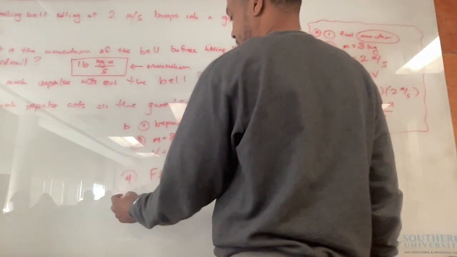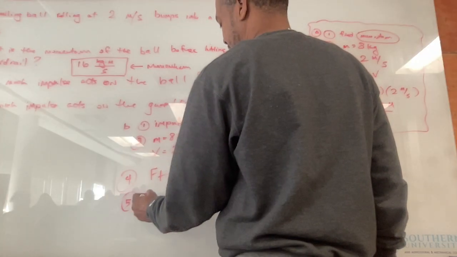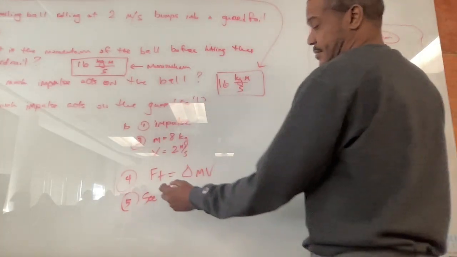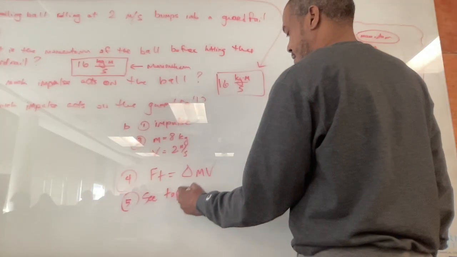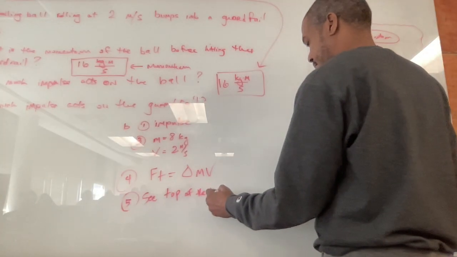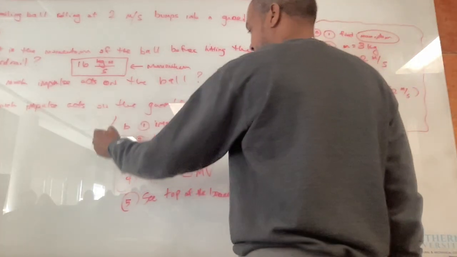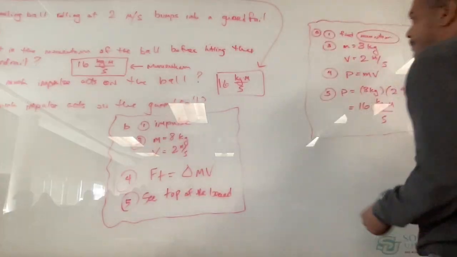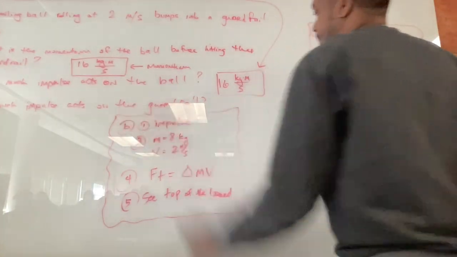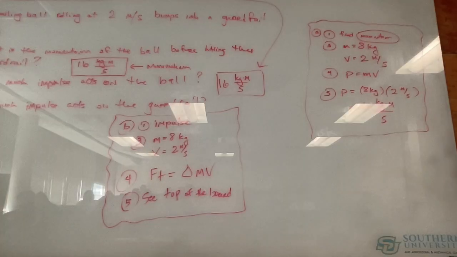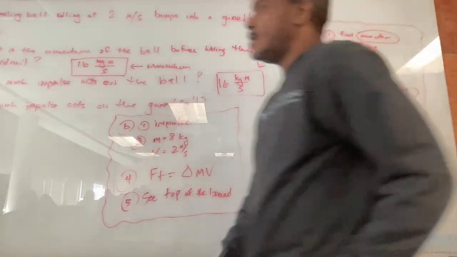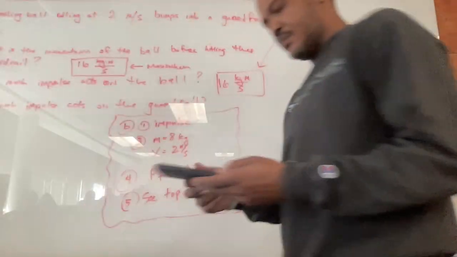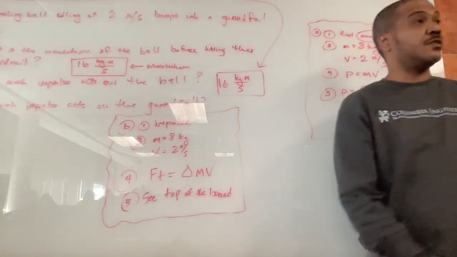I didn't write it all right here. I'll say C, top of the board. All right, so this is B. Right? Now, what happens with C? How much impulse acts on the guardrail? So that's a question for y'all.